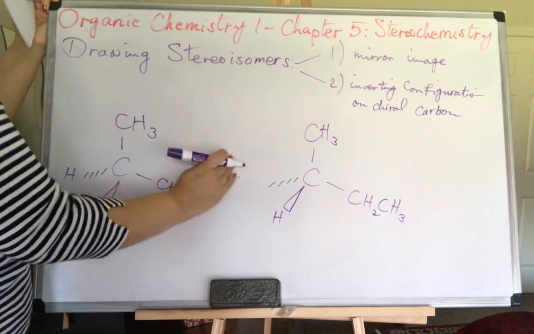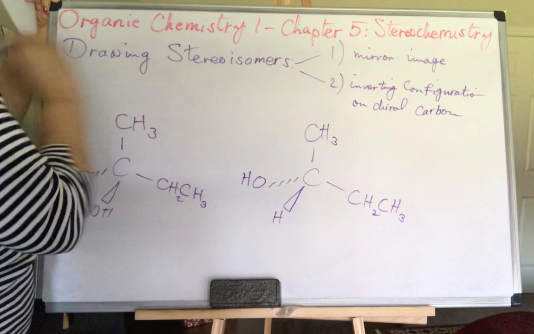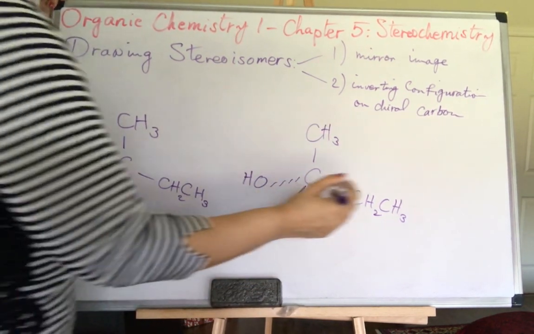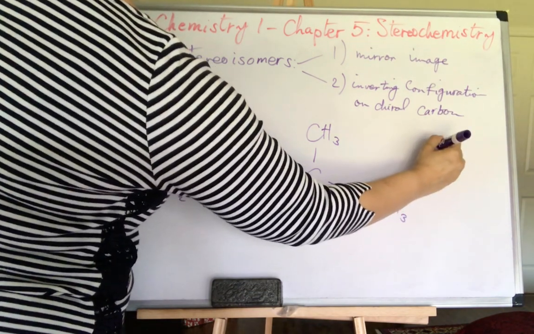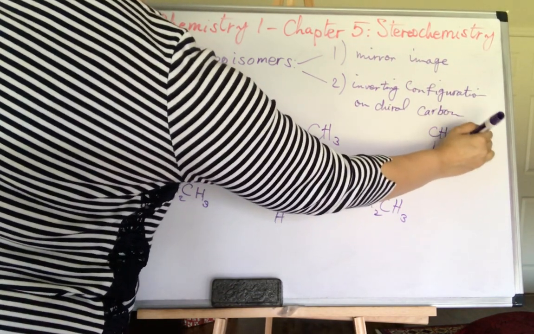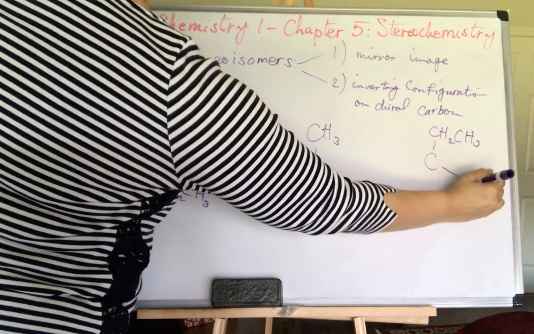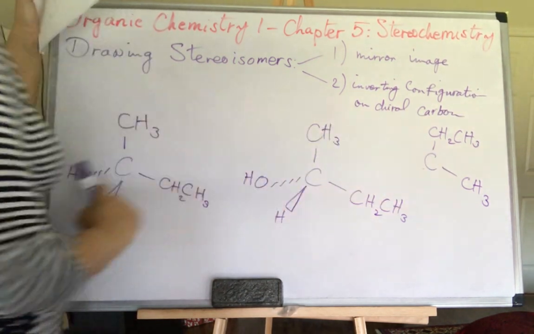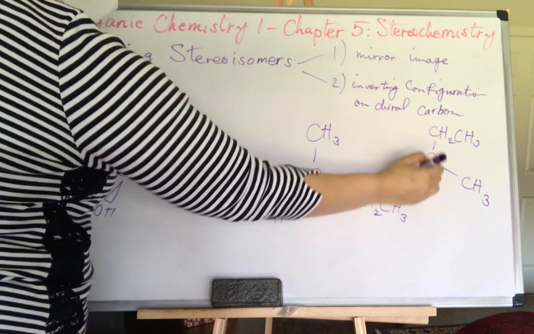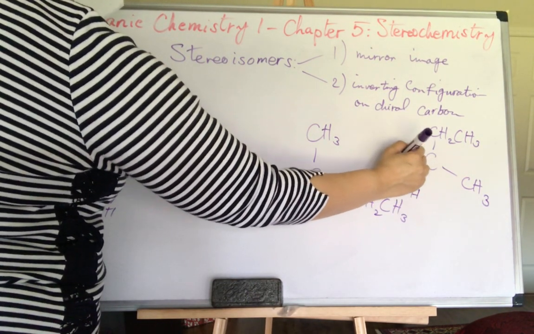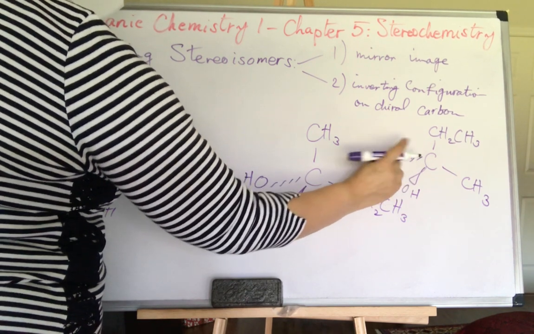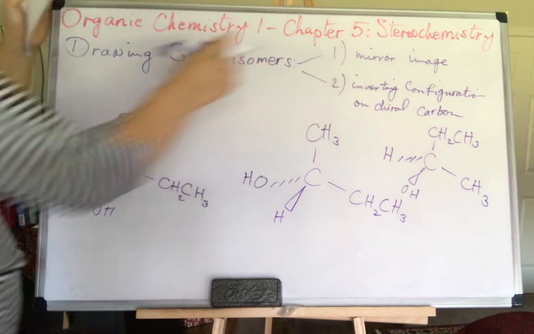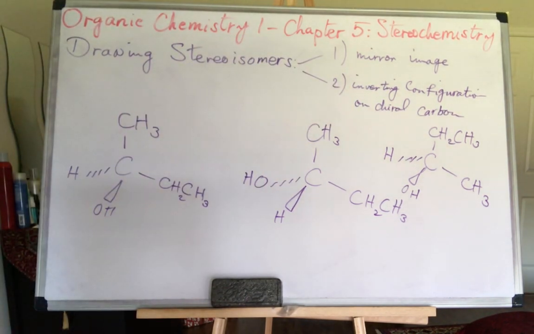And to show you that you could have used the 2 other groups, let's draw the other molecule also. I wish I left some space. Okay, fine. You see, I switched CH3 and CH2CH3, and I kept OH and H in their own place. I just want to show you that you can switch any 2 groups to go with the second method.